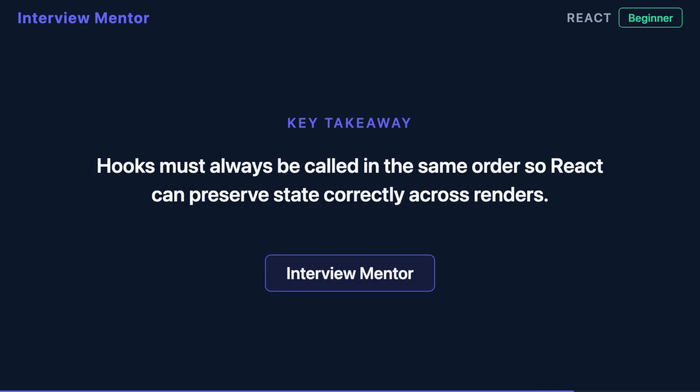Bottom line, React tracks hooks by call order, not by name. Keep them at the top level, and your state stays consistent.